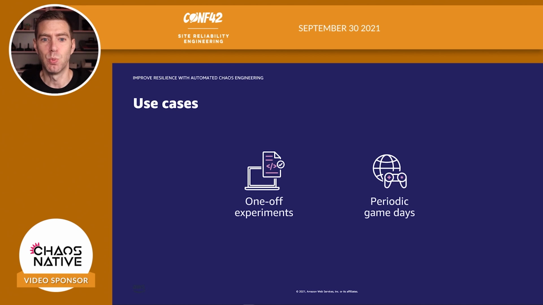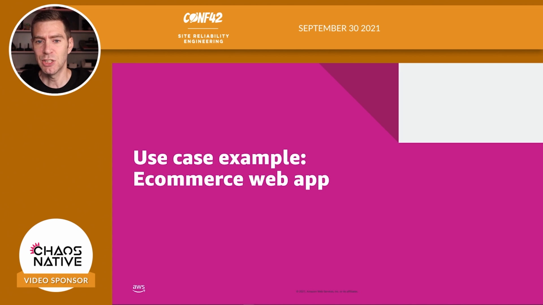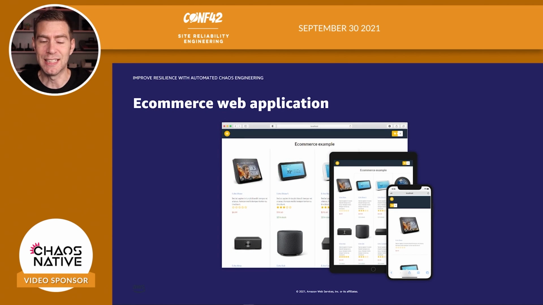So doing these one-off experiments and perhaps the occasional game day now and then gets us very far on the road to improving the resilience of our system. So isn't this enough? Well, it definitely can be, and it is for many. But let's look at an example. This is a use case example of an e-commerce web application. So this is our application. It's a simple e-commerce site where we have tons and tons of end users buying things off the site continuously.